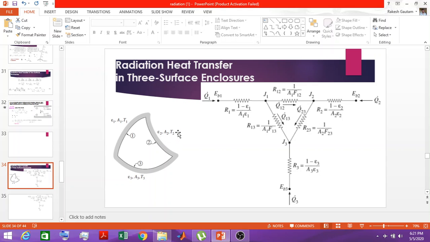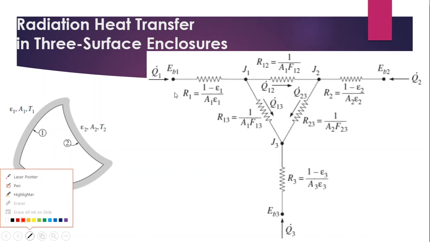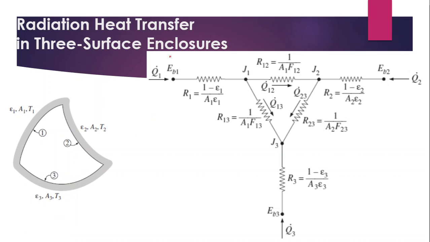We are going to start as usual, as we did to find the radiation heat transfer between two surfaces. First we make the network between 1 and 2, then the network between 1 and 3, and then the network between 2 and 3. As you can see in the above diagram, between 1 and 2, this will be the network diagram.